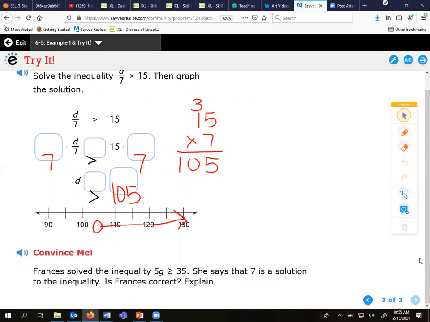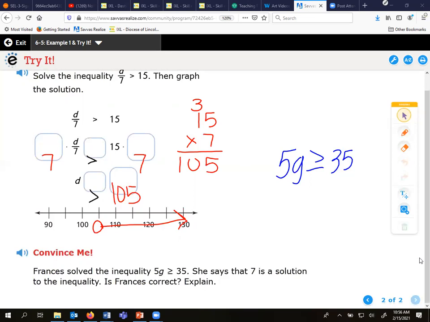Francis solved the inequality 5g is greater than 35. I'm going to write that up here. Or greater than or equal to 35. She said that 7 is a solution. Do you think she is correct? Louise is shaking his head yes. David's like maybe yes. Yep.